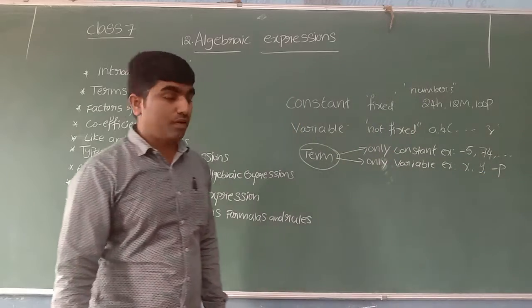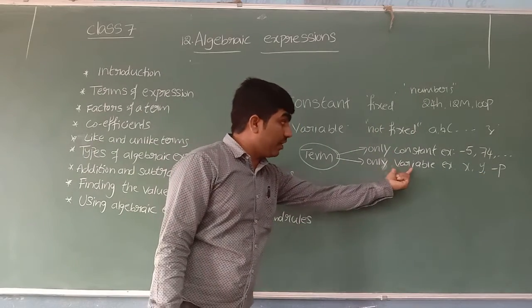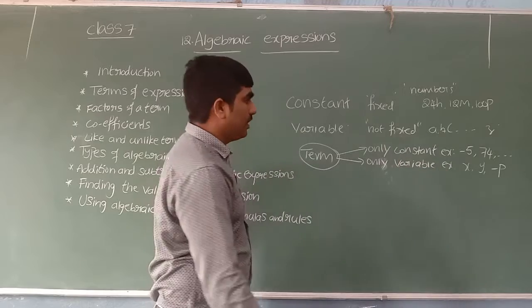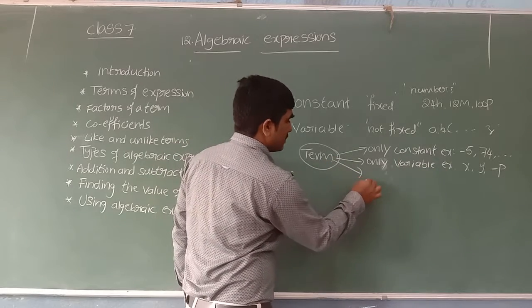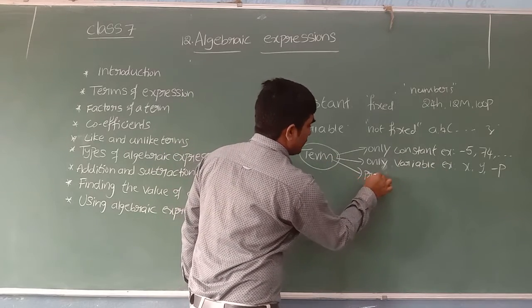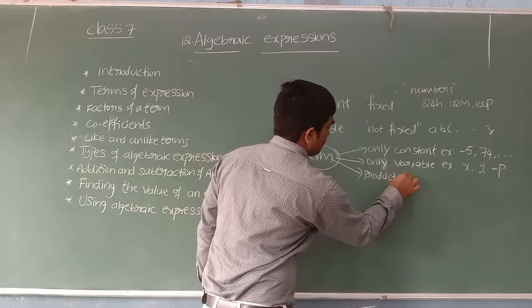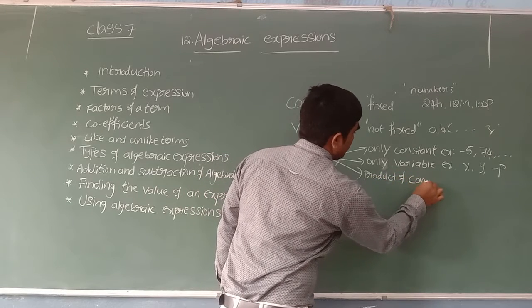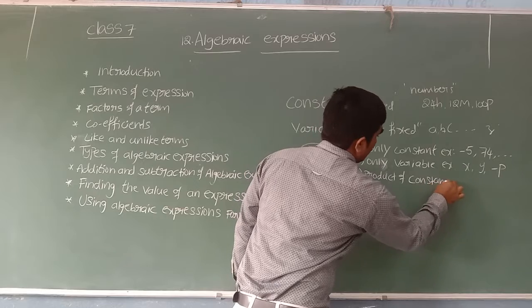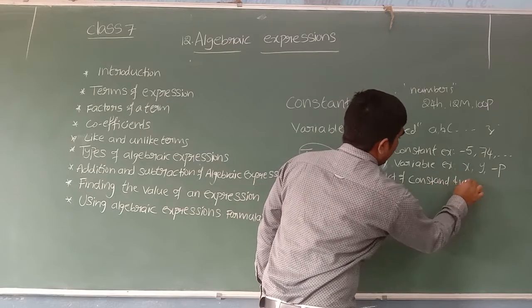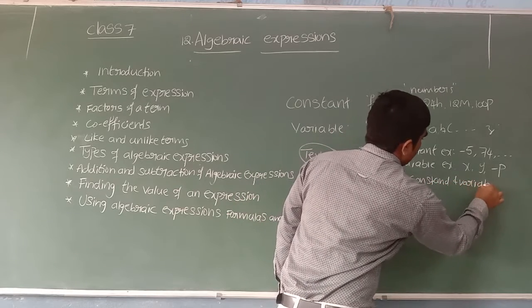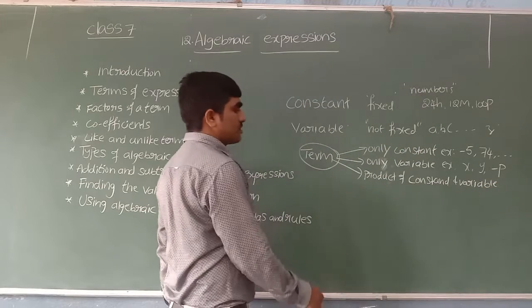They are called terms. Only variable, only alphabet, if they have, it is called a term. And the next one is the product of constant and variable. Yes, the product of constant and variable is also called a term.